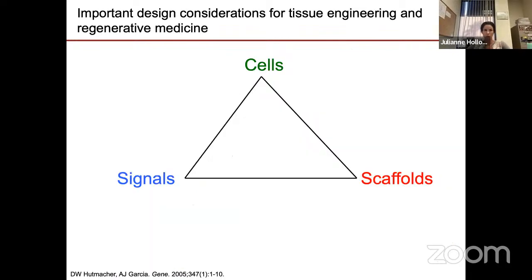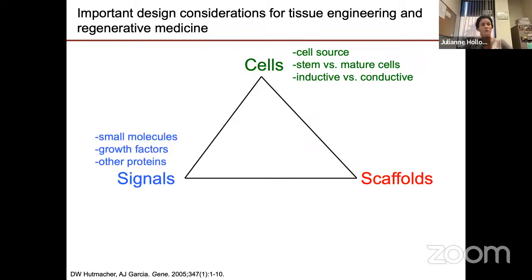When we think about the important design considerations for tissue engineering and regenerative medicine, there are three key components. We have the cells. These can be stem cells or mature, already differentiated cells, as well as whether these cells are coming from endogenous sources or whether they're being delivered. And then we have the signals that tell the cells what to do. So these can be everything from small molecules to larger growth factors.